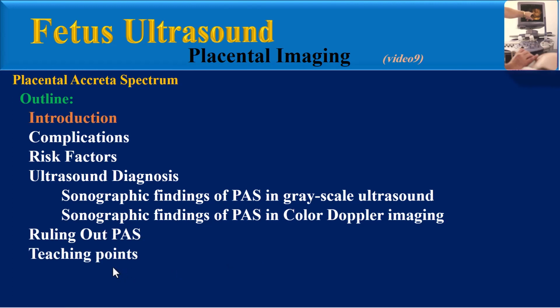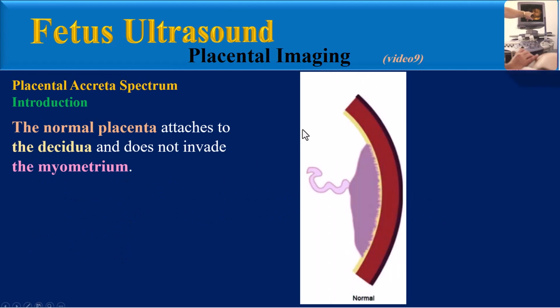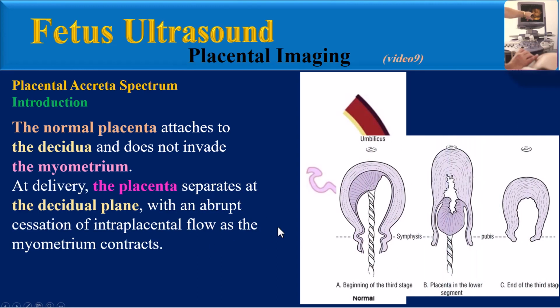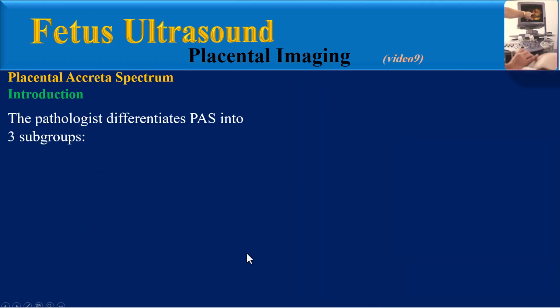At first, introduction. The normal placenta attaches to the decidua and does not invade the myometrium. At delivery, the placenta separates at the decidual plane with an abrupt cessation of intraplacental flow as the myometrium contracts. The pathologist differentiates placenta accreta spectrum into three subgroups.